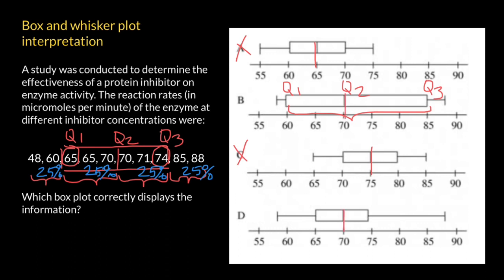But now let's analyze quartile 1 and 3. So let's add quartile 1 here, quartile 2, and quartile 3 here. We see that quartile 1 is 65 and quartile 3 is 74. And this is exactly what we see on picture D, 65 and 74. But on this picture B, it is 60 and 85. So we also exclude this variant. And the only correct variant is going to be variant D.